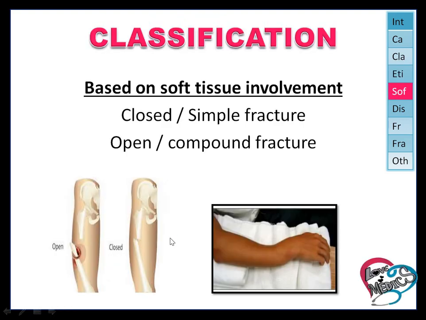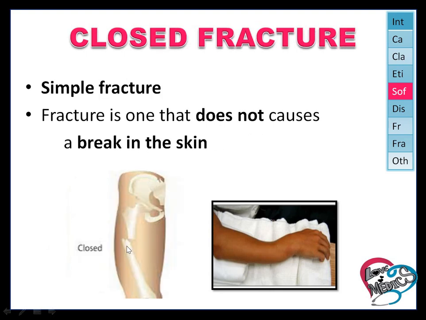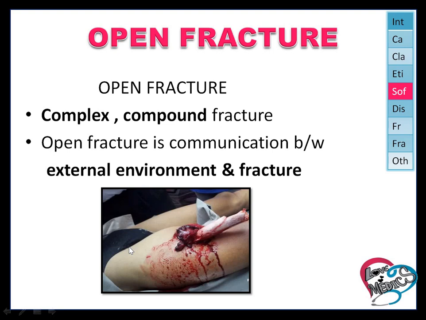Now, based on the soft tissue involvement, closed fracture and open fracture are there. Closed fracture is also called a simple fracture. Open fracture is also called a compound fracture. A closed fracture does not cause a break in the skin, so the fracture is present within the soft tissue. That is a closed fracture. Now the open fracture, also called a complex fracture and compound fracture. It causes a break in the soft tissue, which means there is communication between the external environment and the fracture.